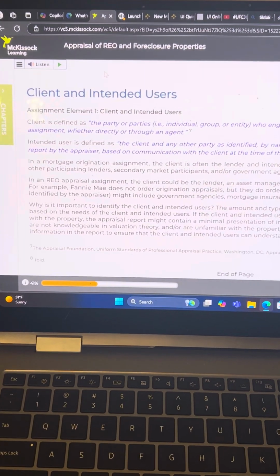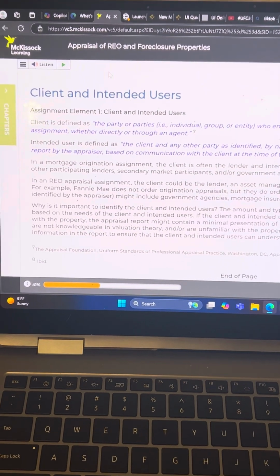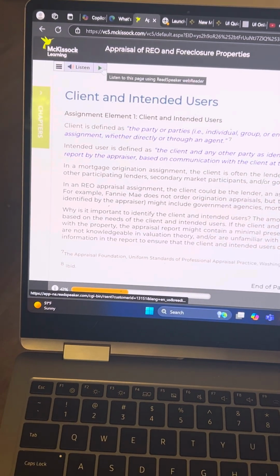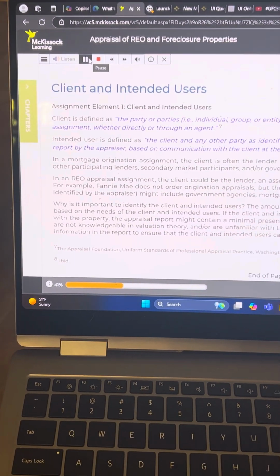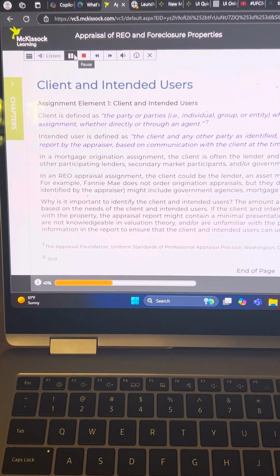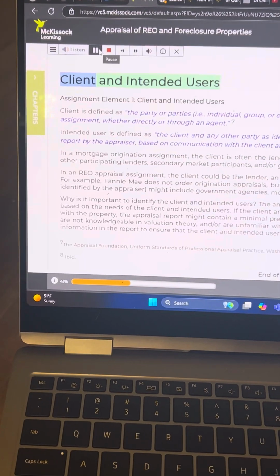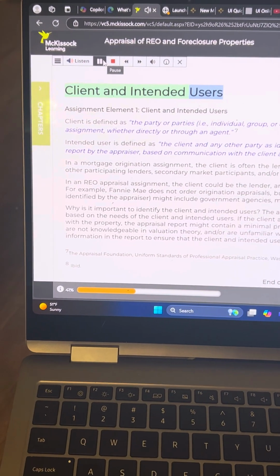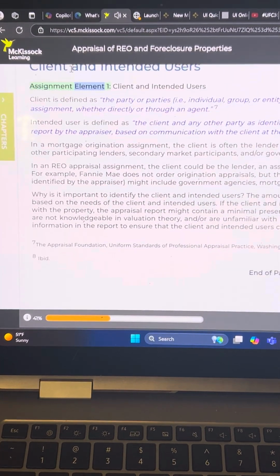Appraisal of REO and foreclosure properties. Chapter 4, Client and Intended Users. Client and Intended Users. Assignment Element 1.